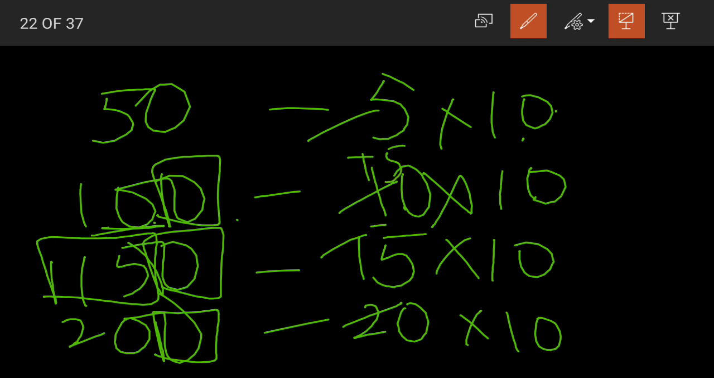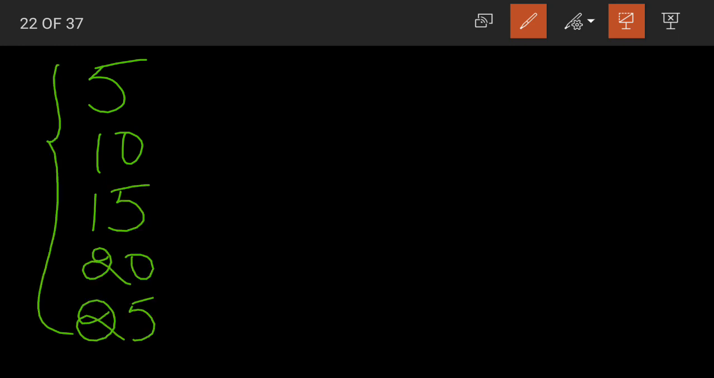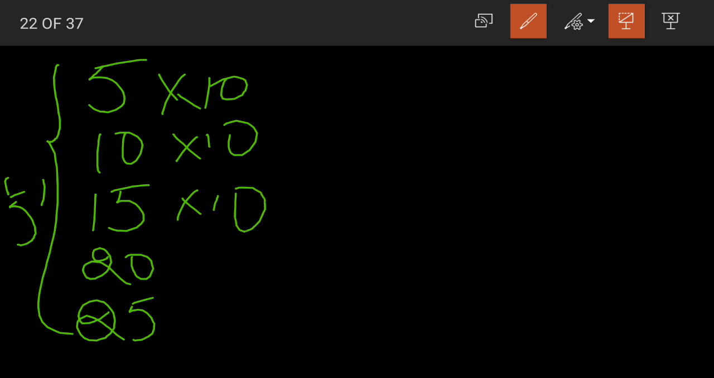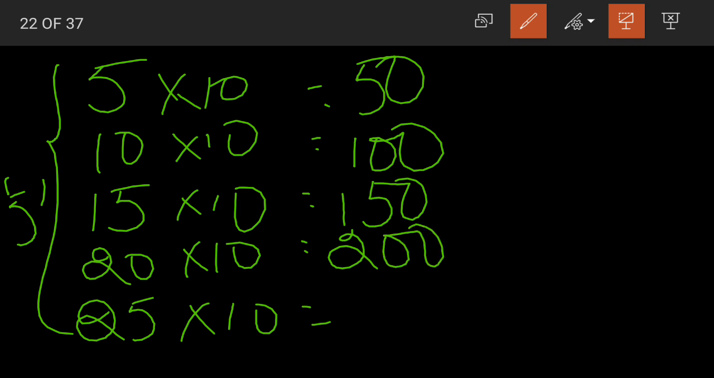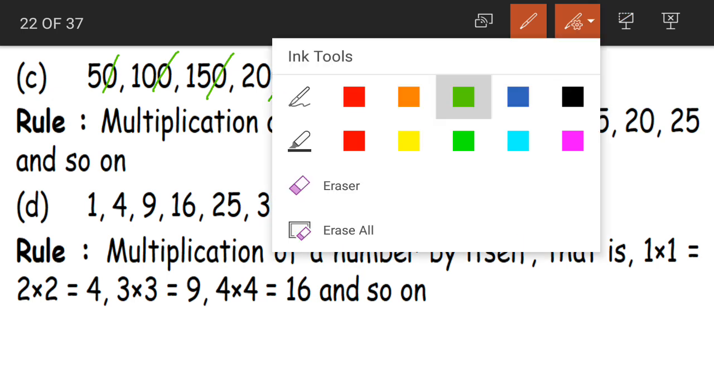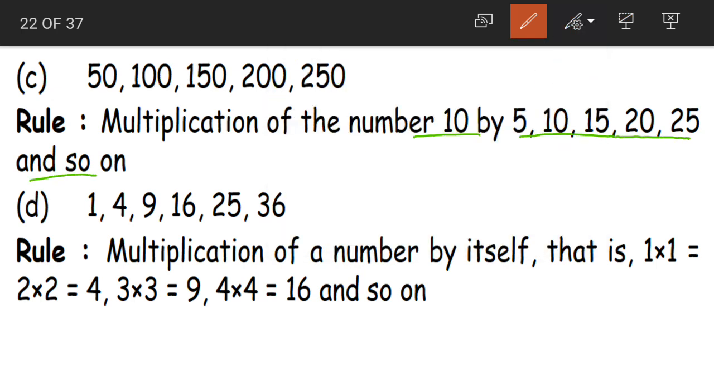5 is added. These are the products of multiplication table 5 multiplied with 10. See, 5 ones are 5, 5 twos are 10, 5 threes are 15, 5 fours are 20, 5 fives are 25. These are the products of multiplication table 5. When these are multiplied by 10, then we will get our number pattern. 5 tens are 50, 10 tens are 100, 15 tens are 150, 20 tens are 200 and 25 tens are 250. Clear children? Multiplication of number 10 by 5, 10, 15, 25 and so on.